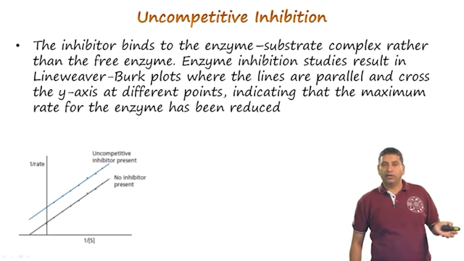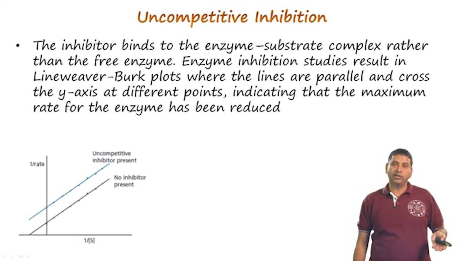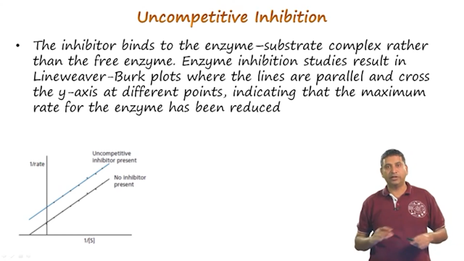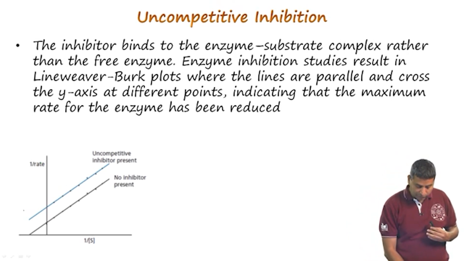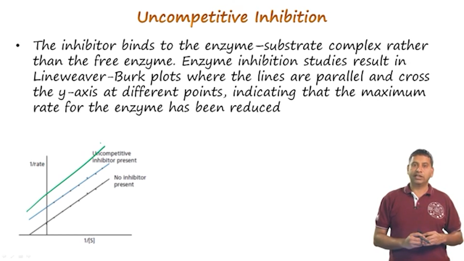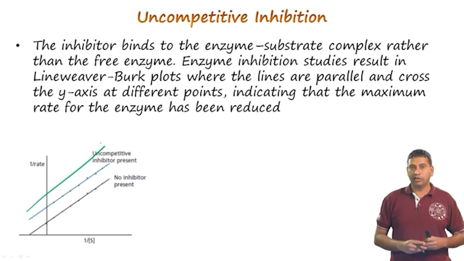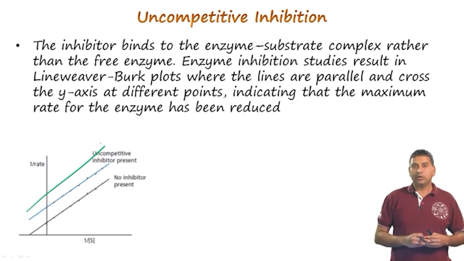We have already looked at the other cases of inhibition other than competitive inhibition, which is uncompetitive inhibition. Uncompetitive inhibition happens when the inhibitor binds to the enzyme substrate complex rather than the free enzyme. So, enzyme inhibition studies which result in Lineweaver-Burk plots where the lines are parallel and cross the y axis at different points, so this is parallel to the first line that we have drawn in the absence of the inhibitor, then you could infer that it is an uncompetitive inhibition. What actually happens here is that because the inhibitor is going to bind to the enzyme substrate complex, the maximum rate is going to reduce.